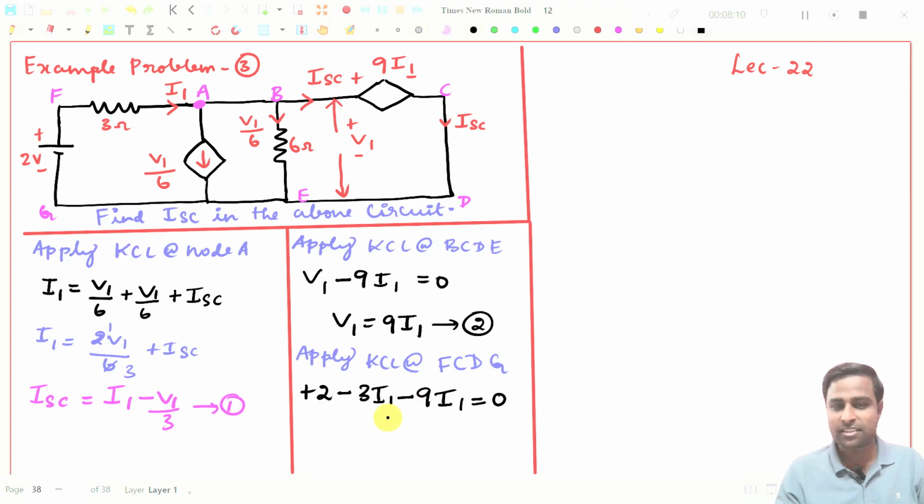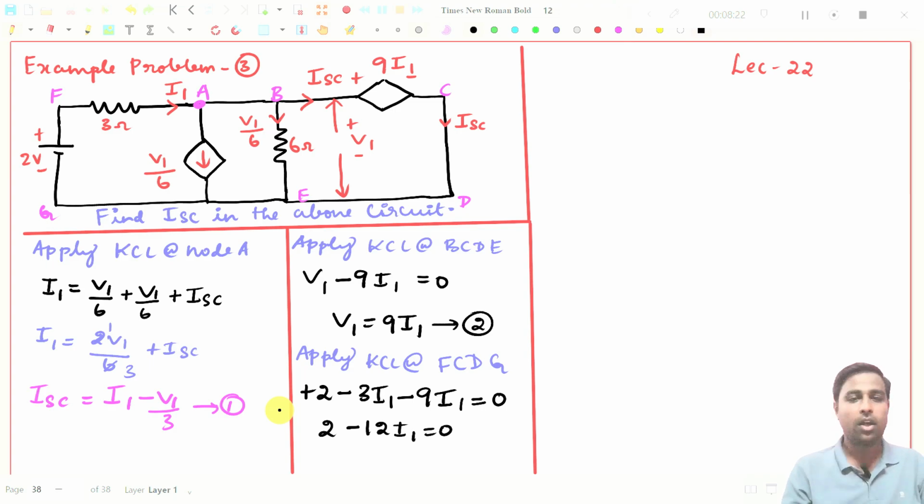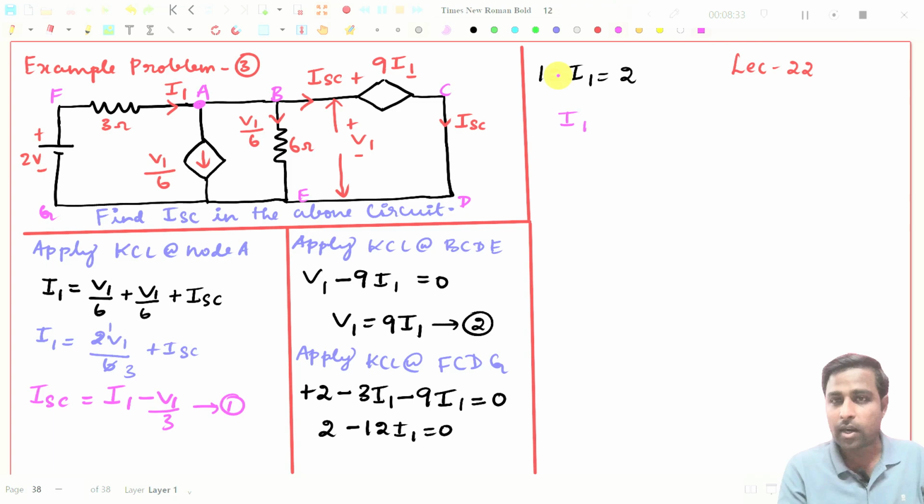Now I can just simplify this expression. So what I will get? This is 12I1, right? So 2 minus 12I1 will be equal to 0. So 12I1 should be equal to 2. Therefore I1 will be equal to 2 by 12, that should be 1 by 6 amperes.